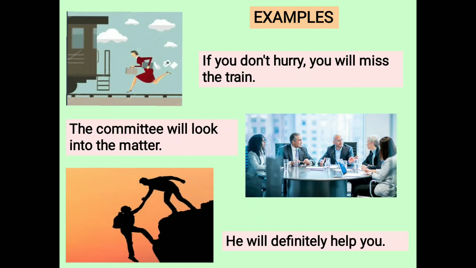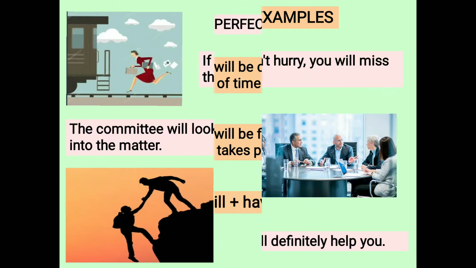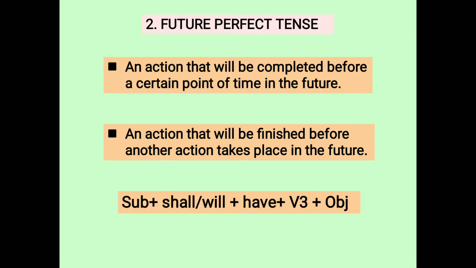And the third sentence is, he will definitely help you. So it is a kind of promise. He promises that he would help you. So he will definitely help you. Here also we have used simple future or future indefinite. Now let us move to the second of its kind, that is future perfect tense.